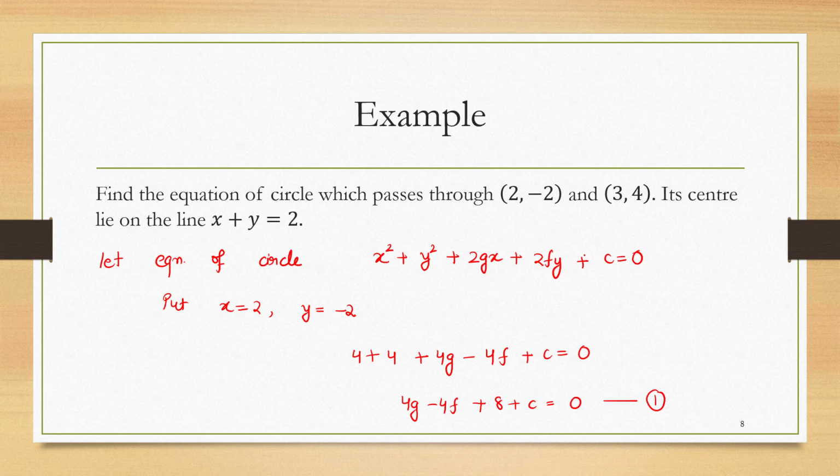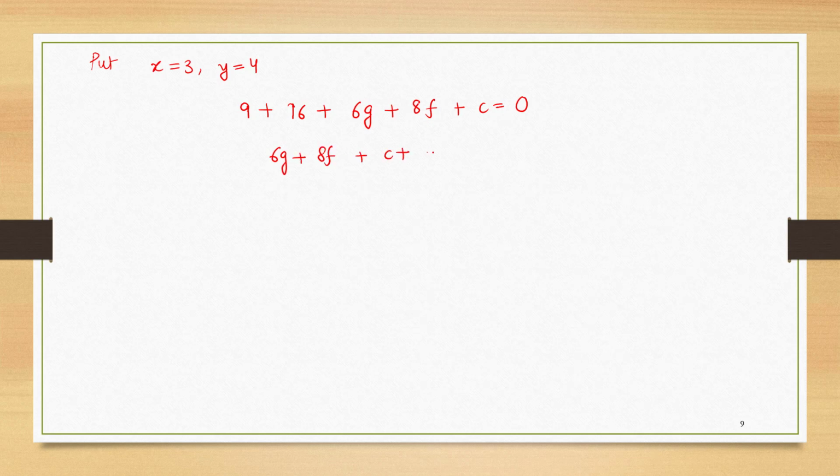Next we put x equal to 3 and y equal to 4. So we get x squared plus y squared plus 2gx, that is 6g, plus 2fy, that is 8f, plus c equal to 0. So this is 6g plus 8f plus c plus 25 equals 0. Equation number 2. Let's subtract 1 from 2.